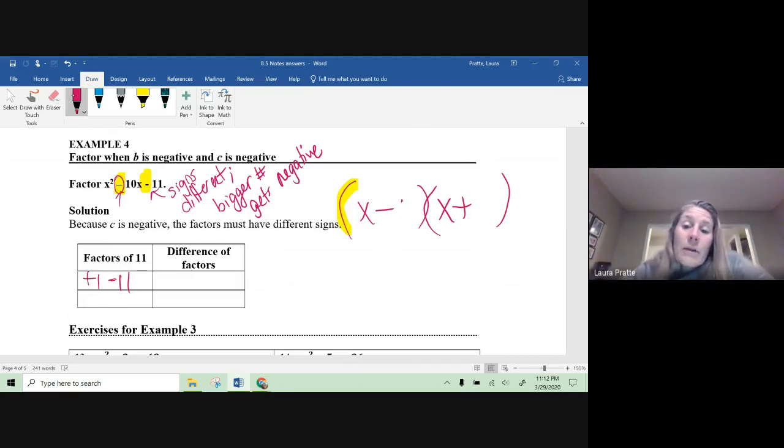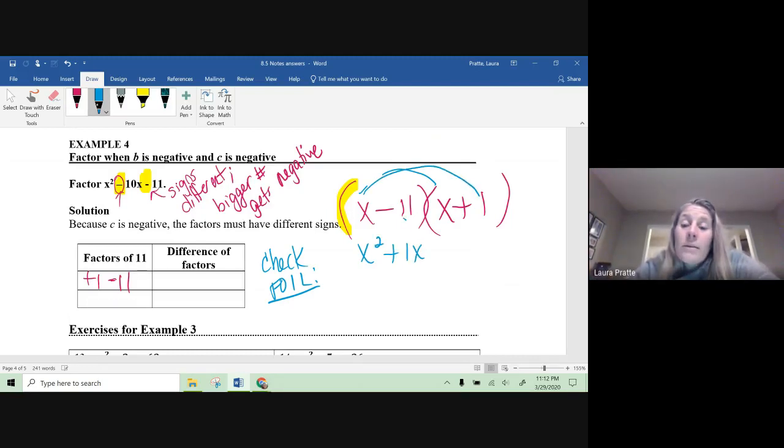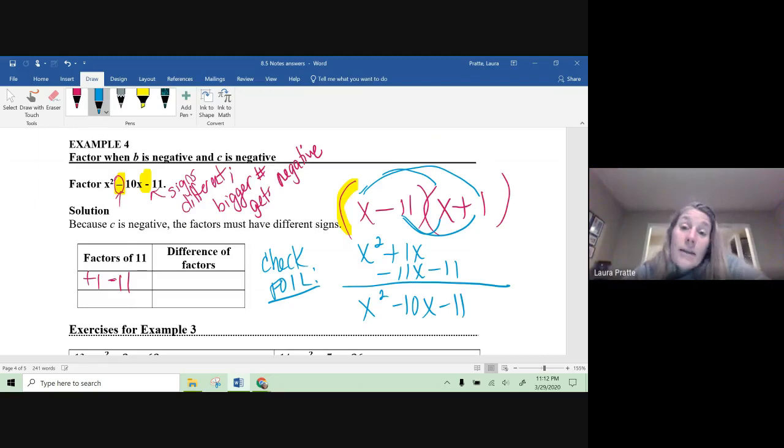And that makes sense because negative 11 plus 1 would equal that negative 10 that I have in the middle. And again, as normal, you would check by doing FOIL. So x times x is x squared. X times 1 is 1x. Negative 11 times x. And negative 11 times 1 is negative 11. And then those two like terms in the middle would combine to get me that negative 10x that I wanted. And now we see that it's correct because it matched up to the original problem.